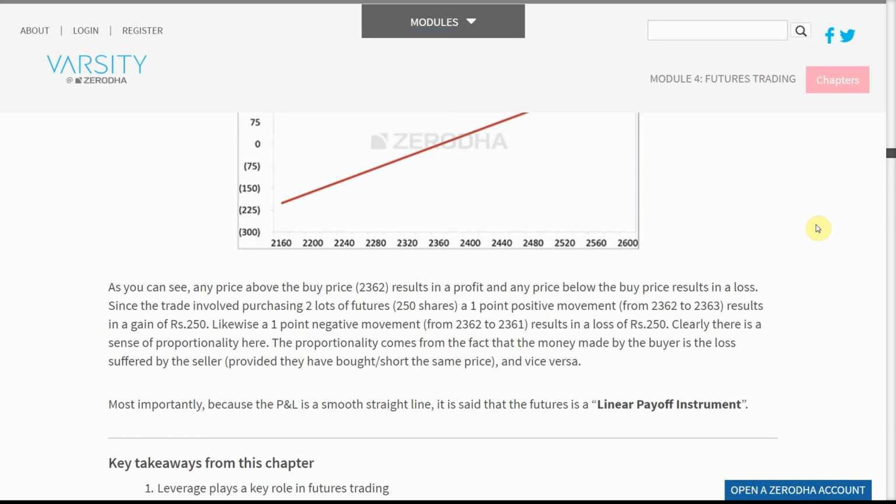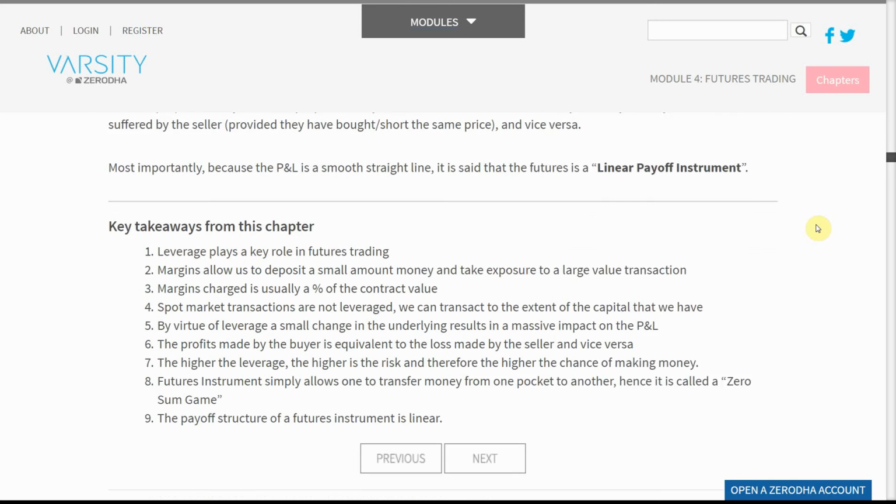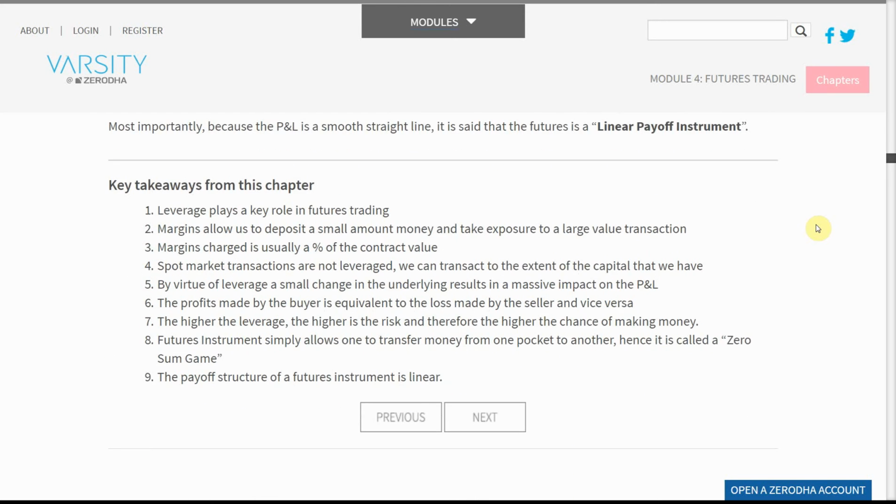Most importantly, because the P&L is a smooth straight line, it is said that futures is a linear payoff instrument. Key takeaways from this chapter. Leverage plays a key role in futures trading. Margins allow us to deposit a small amount of money and take exposure to a large value transaction. Margins charged is usually a percentage of the contract value. Spot market transactions are not leveraged. We can transact to the extent of the capital that we have. By virtue of leverage, a small change in the underlying results in a massive impact on the P&L. The profits made by the buyer is equivalent to the loss made by the seller and vice versa.